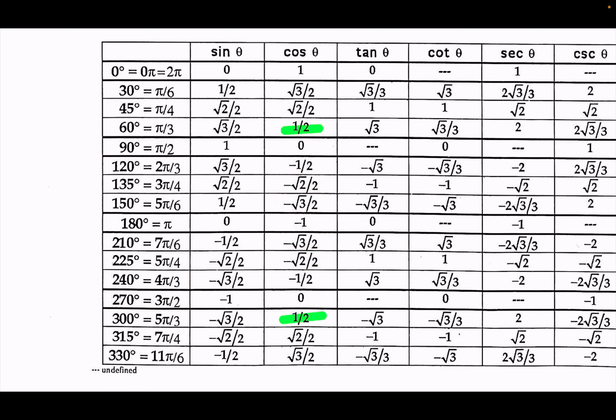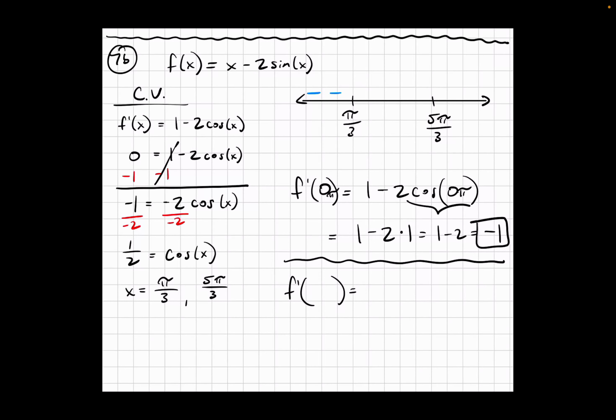So pi over 2. We got 1 minus 2 times cosine of pi over 2. Well, you just saw cosine of pi over 2 is 0. So it's 1 minus 0, which is positive 1.